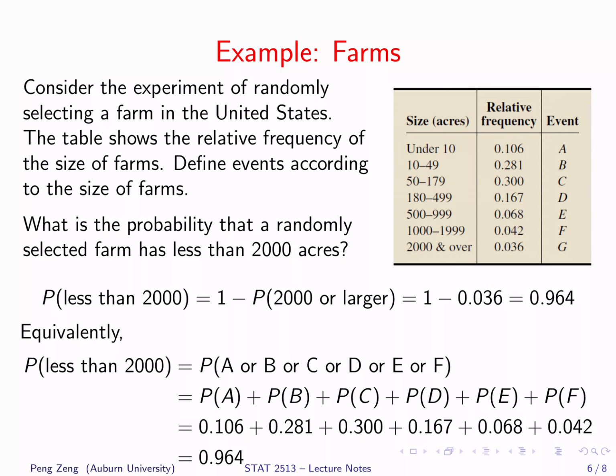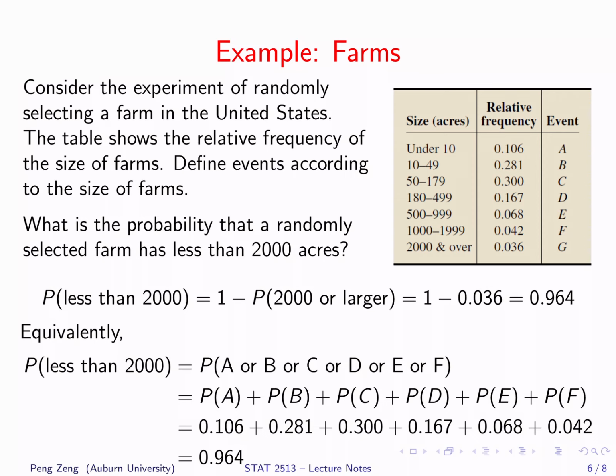Applying the complementation rule, the probability of less than 2,000 is equal to 1 minus the probability of 2,000 or larger, which is 1 minus 0.036 equals 0.964. Of course, equivalently, we can still work out this problem using the special addition rule.